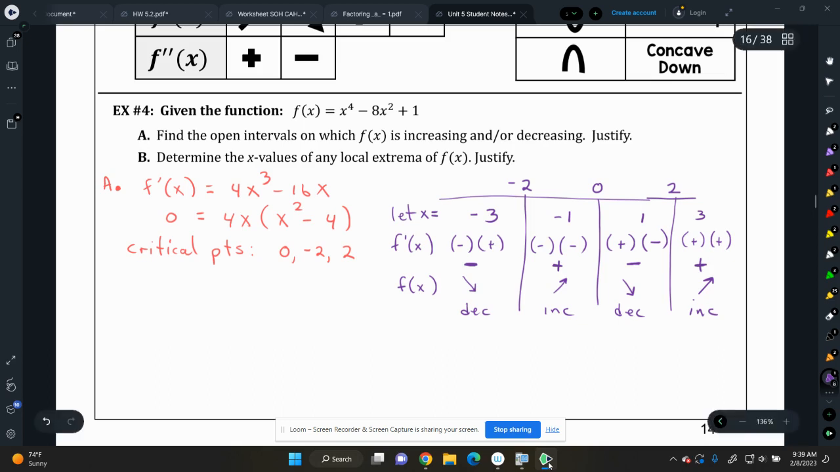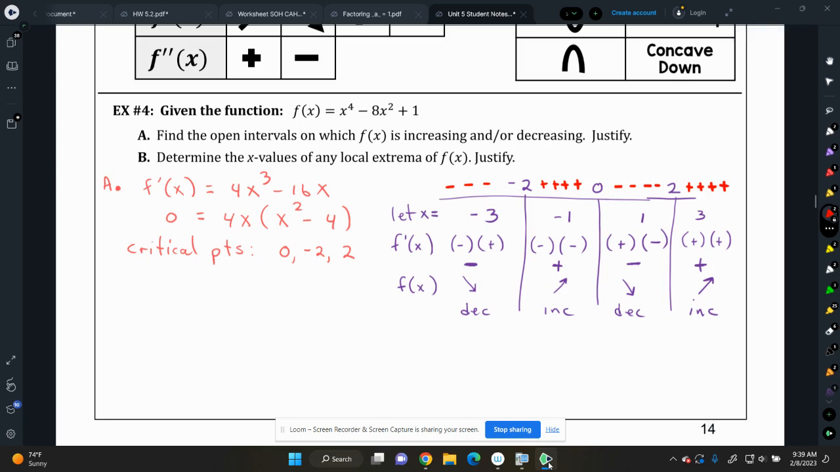Sometimes, just so that you know this and you don't get confused, when you see these tables, instead of writing it the way that we have, they'll do this. They'll be like, okay, we're negative over here, we're positive in between, we're negative in between, and we're positive here. Sometimes you'll see it like that instead of writing it out like this. But I liked writing it out like this instead.